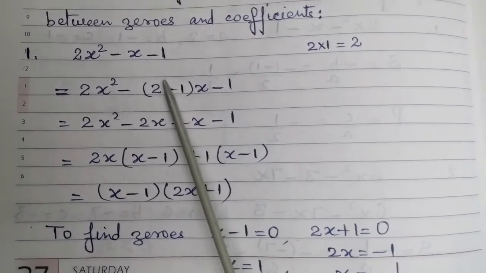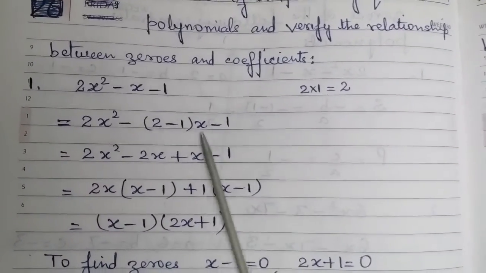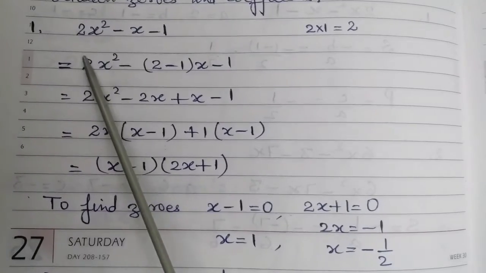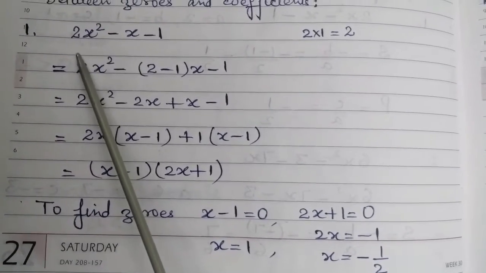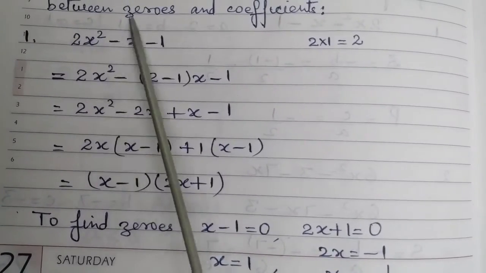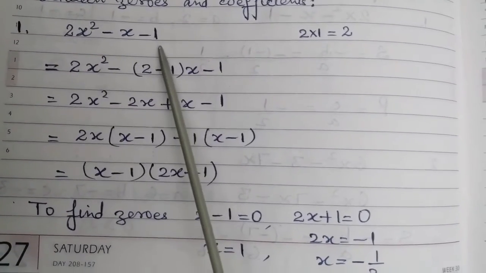Right, first we have to find the zeros. So how do we find the zeros? We have to factorize this, that is, by splitting the middle term I am factorizing. So how do we split the middle term? First, find the product of the coefficient of x square and the constant term.